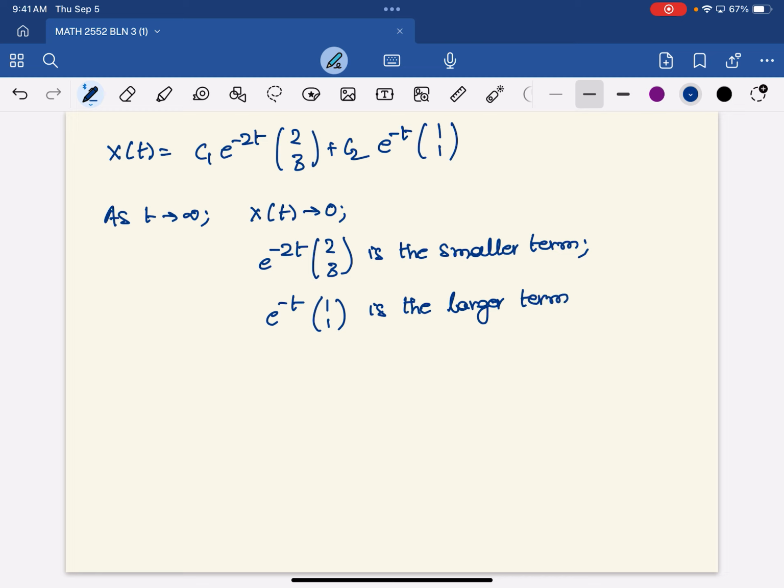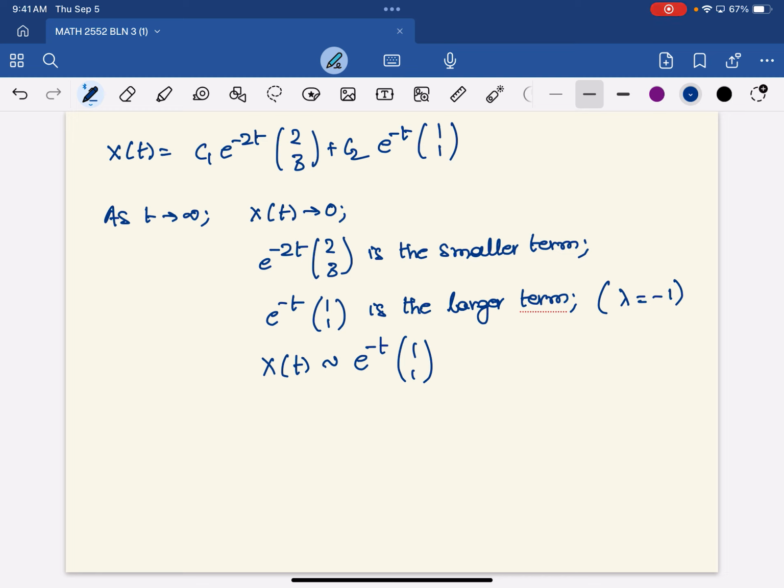Larger term. And this corresponds to the eigenvalue negative 1. So my solution x of t will behave like, or is greatly influenced by, or dominated by, e to the negative t times (1, 1). Does that make sense?